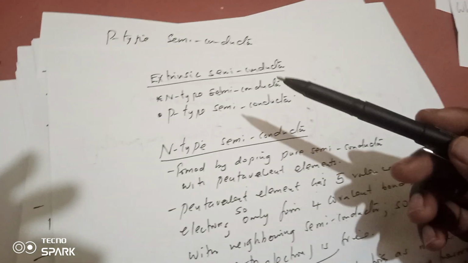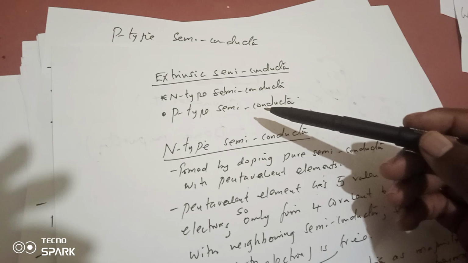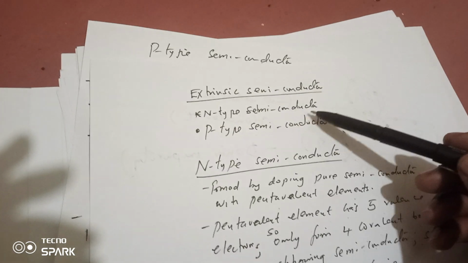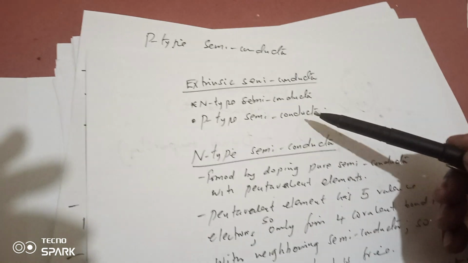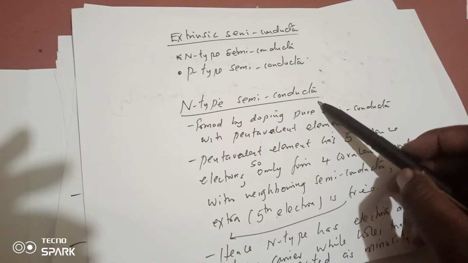Today we are going to talk about extrinsic semiconductors. There are two types of extrinsic semiconductors: N-type semiconductor and P-type semiconductor. First of all, let us talk about N-type semiconductor.